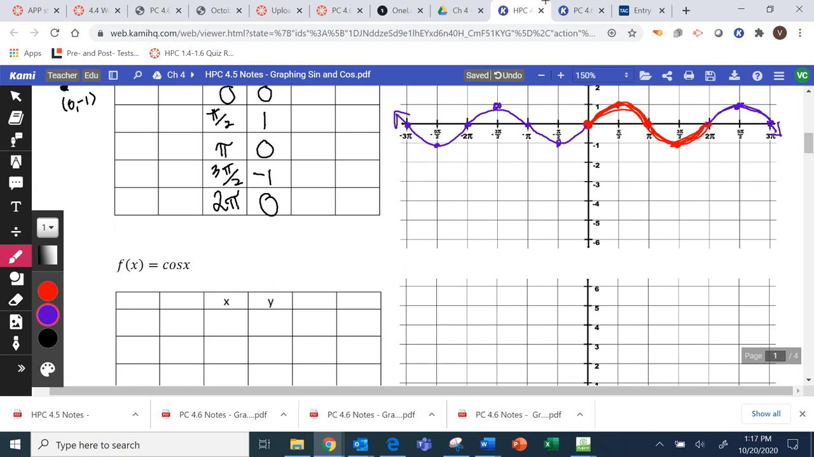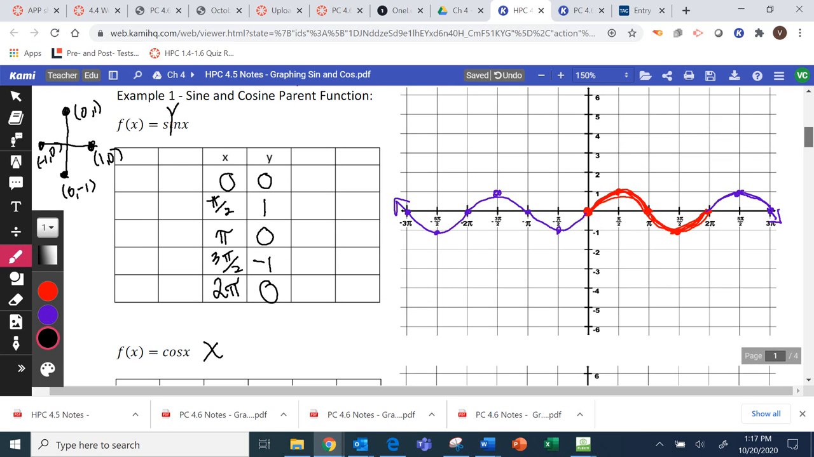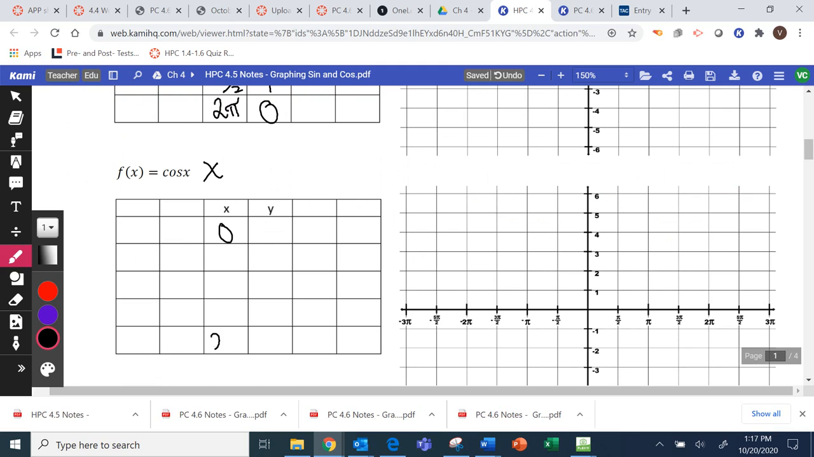Now we're going to do the parent function for cosine. Remember, cosine is the x values when we look at the ordered pairs. It's the x values. I'm going to still use 0 to 2 pi. But this time my x values are going to be 1, 0, negative 1, 0, 1. And then again, this is a smooth curve.